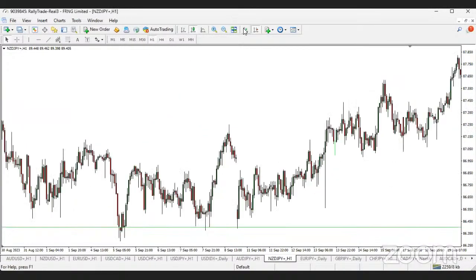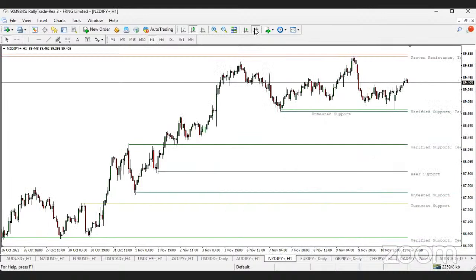If I scale down and go over to NZD JPY, I'm supposed to see a similar move. Now the NZD JPY is consolidating, so we want to take trades that give us the most profitable scenarios. All right.